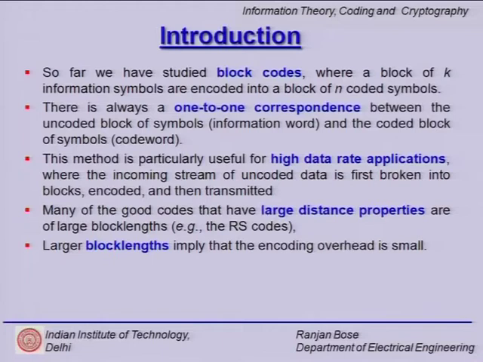So, the block codes that we have studied so far always had a one-to-one correspondence between the input information block or information word and the output word or the code word, always. So, if you have the same information word coming in, you would always look up in the lookup table and give out the same code word, right. So, this is useful for high data rate applications, and the incoming stream of data is broken up into blocks. Each block is encoded, and we have seen very good codes like Reed-Solomon codes with beautiful distance properties and very efficient code rates.